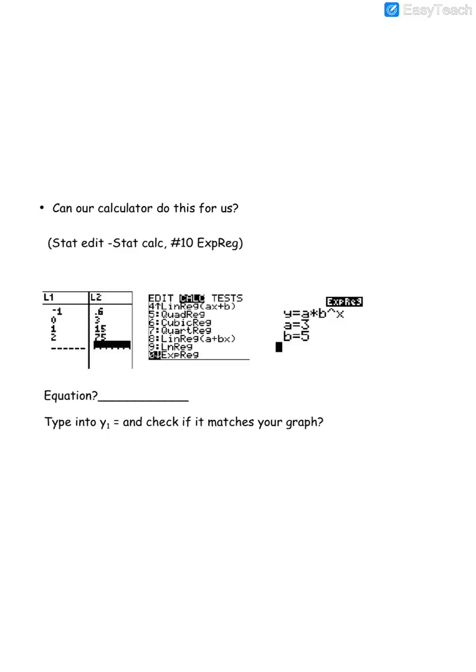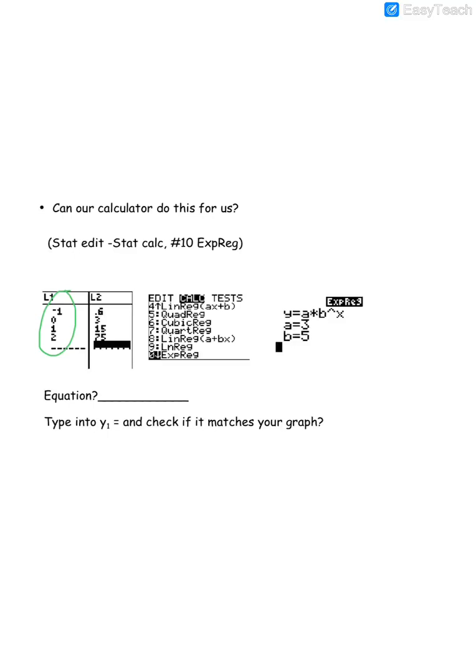We haven't been in there in a while, so I would like you to clear out what you have in there by hitting the clear button. You could do it on the top of L1, the top of L2, and just hit clear. And then you're going to plug in all of these values in L1. So I'm going to plug in -1, enter, 0, enter, 1, enter, 2, enter.